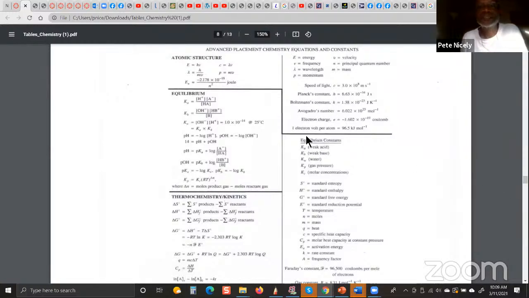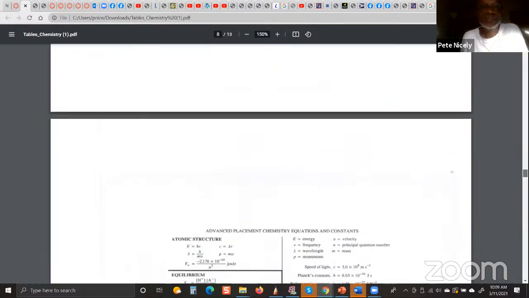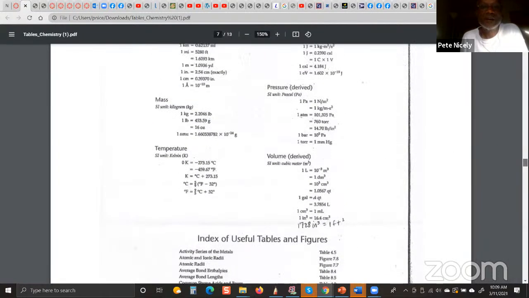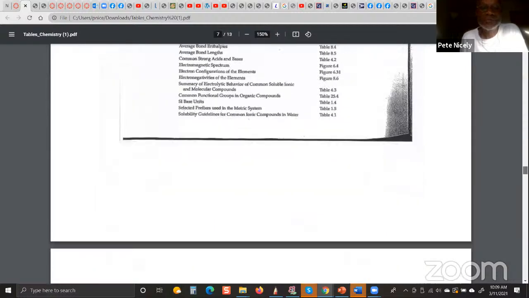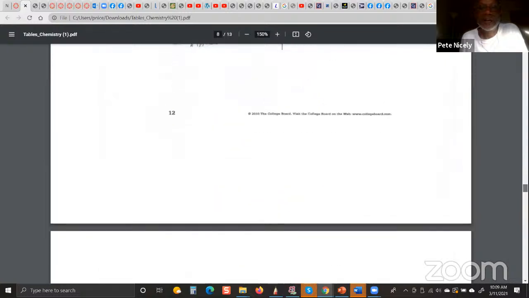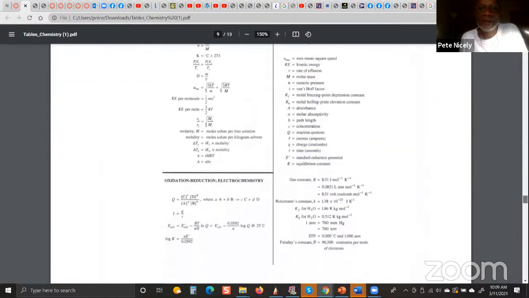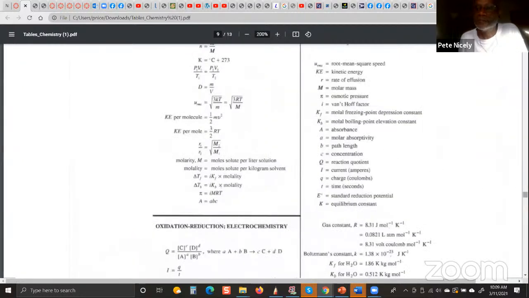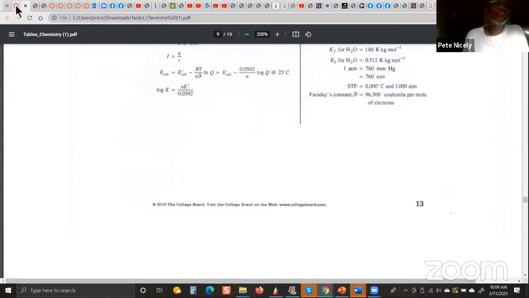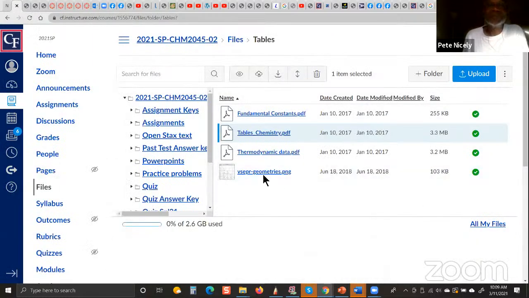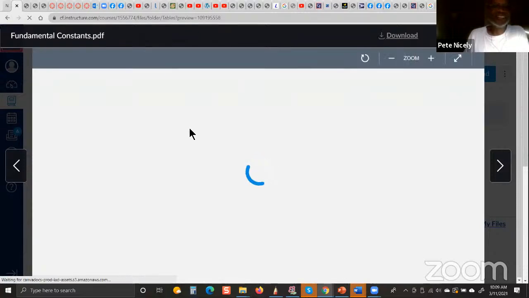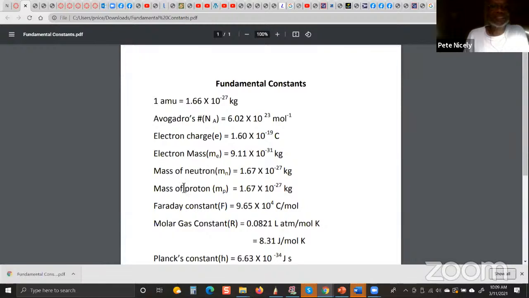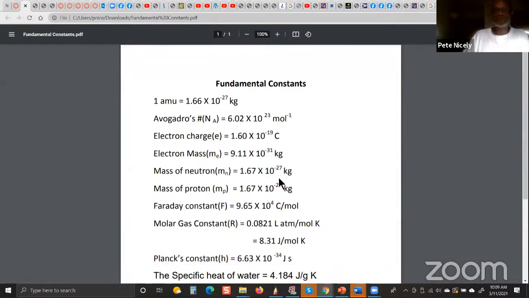Speed of light, Planck's constant. Let me check up here. Nope. Or here. Oh, you know what? I know where it is. It's on another sheet, I just remembered. Fundamental constants, that's where it is. Okay, mass of the proton. Where is it? Right here. 1.67 times 10 to the minus 27 kilograms.